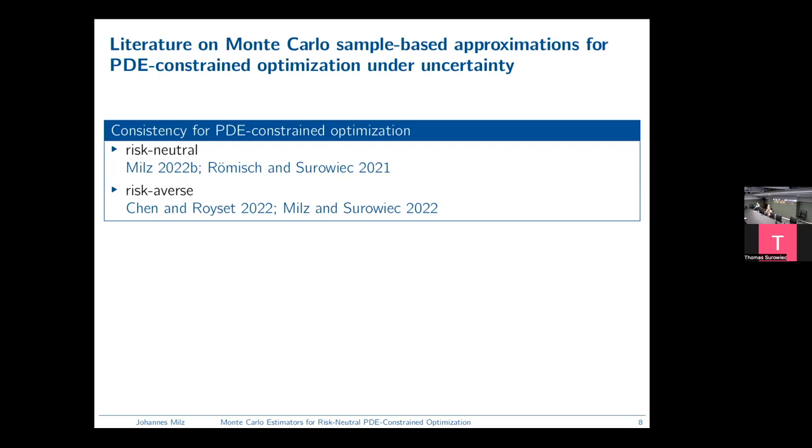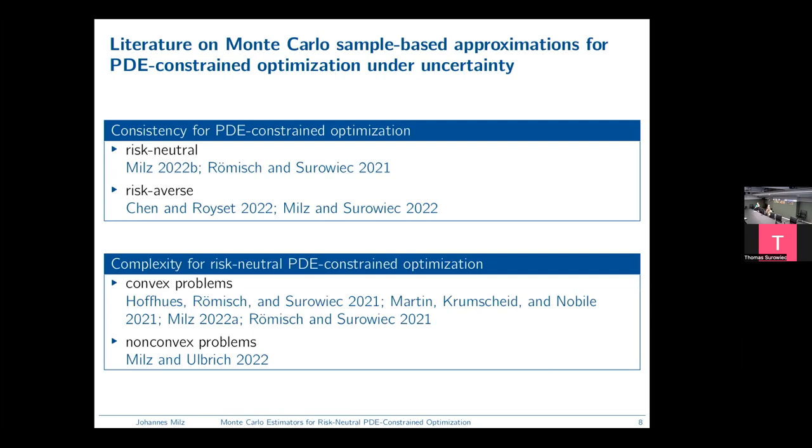But for Monte Carlo random sample-based approximations, there's literature on consistency. Consistency means asymptotic statements as we increase the sample size to infinity. And there's work on the risk-neutral case and on the risk-averse. Risk-averse means problem formulations where instead of the expected value operator, we have some more general functional. They tend to be more difficult to analyze because they're inherently non-smooth, for example.